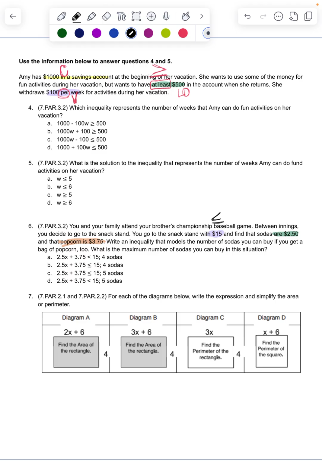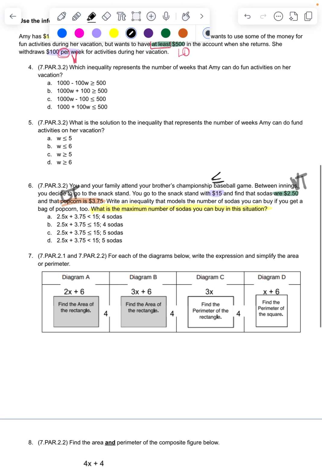The only way to know which one of these you are going to use as your variable is from the question. The question actually tells you what your variable term is here. What is the maximum number of sodas? So you know how much the sodas cost, but you don't know how many you're going to buy. So your sodas are going to end up being your variable term here, and the popcorn is going to be your constant term here. So you need to write this inequality and solve it to get and then choose the answer that has the correct inequality and the correct answer. Okay?